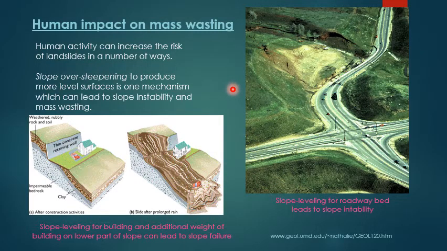Human impact on mass wasting. There are several ways human activity can increase the risk of landslides. Slope oversteepening to produce more level surfaces, as in this example, can lead to slope instability and failure. The concrete covered wall gave way because the slope is too steep to be stable. Regardless of whether there is a concrete wall cover or not, the slope is unstable.